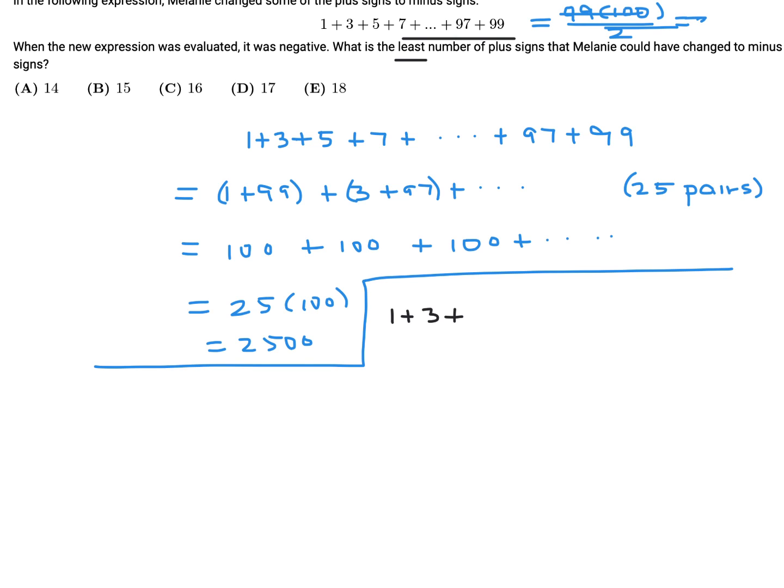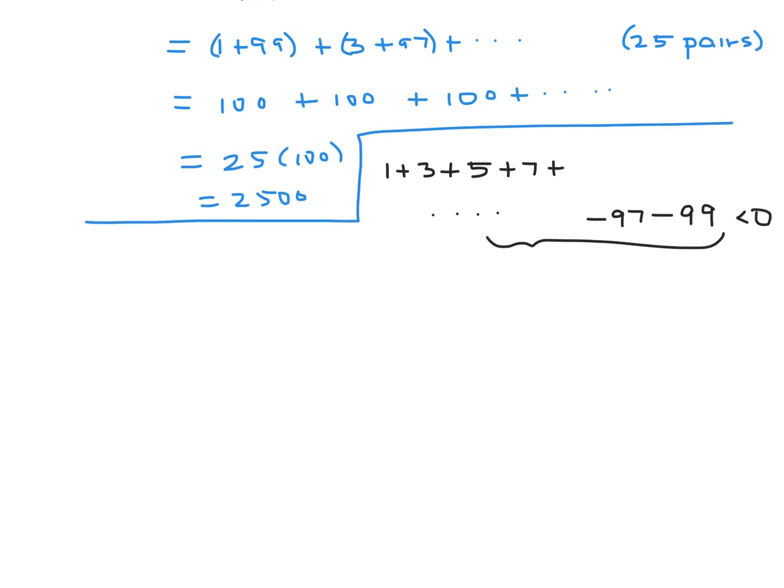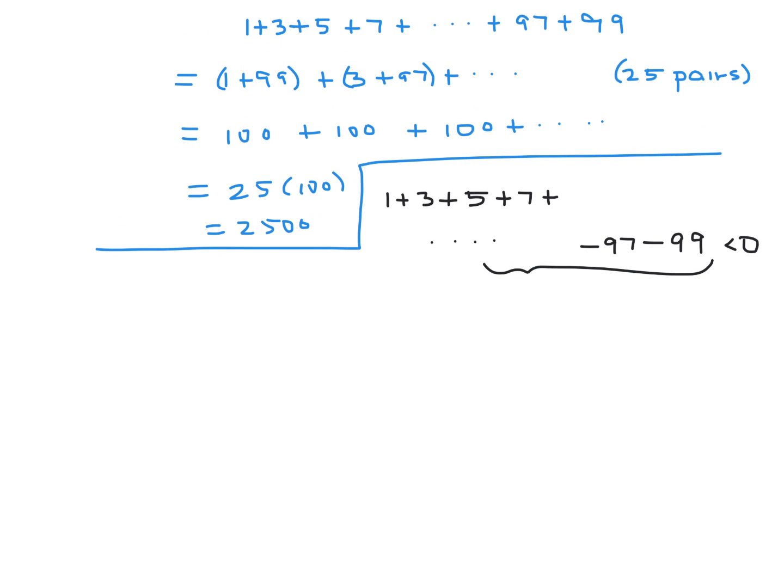So the smaller numbers will remain positive, and then somewhere along the line there's going to be a whole bunch of negatives, 97 minus 99. So I have to figure out how many of these are negative. Okay, I got it. And then this whole expression is negative, so less than 0. Okay, let's work with that. So how do I do this now?